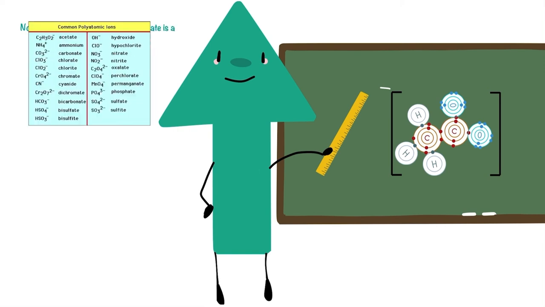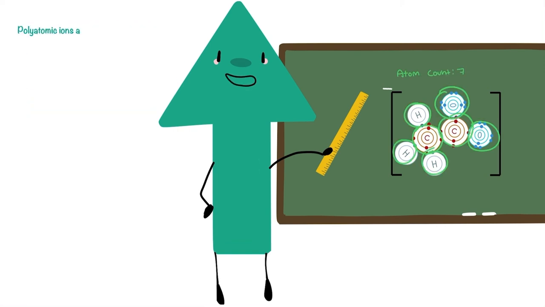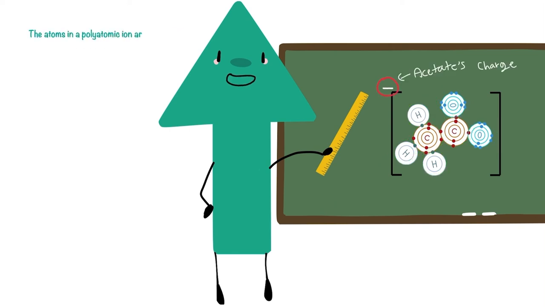Now, in case you hadn't noticed, acetate is a polyatomic ion. Polyatomic ions are ions which consist of more than one atom. The atoms in a polyatomic ion are usually covalently bonded to one another, and therefore stay together as a single charged unit. Essentially just a charged molecule. Anyways, back to the story.